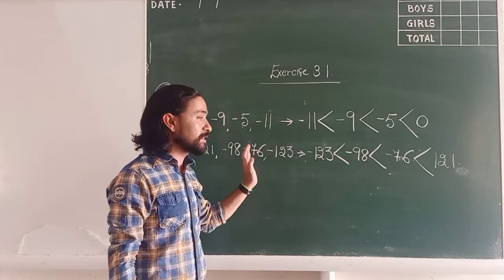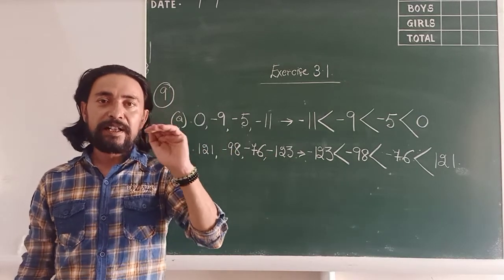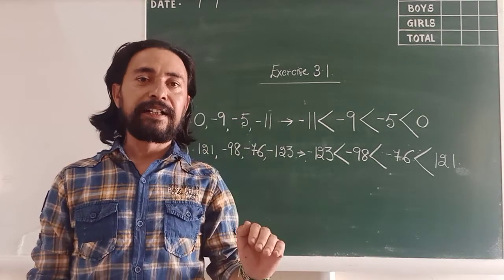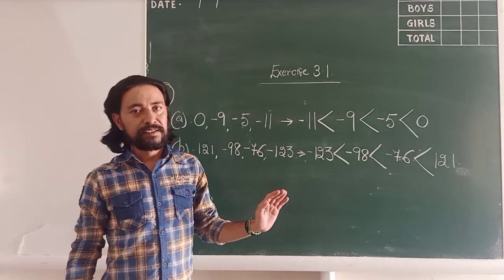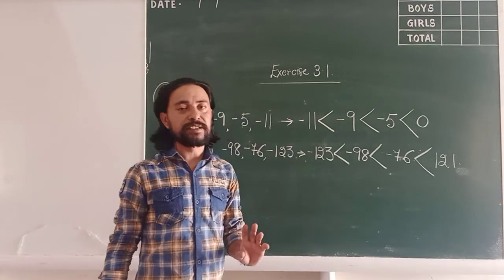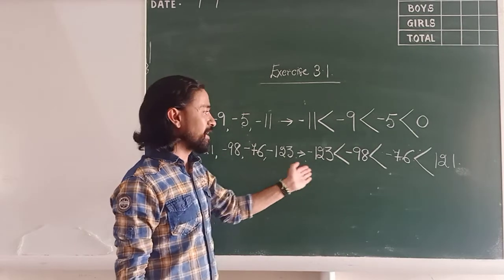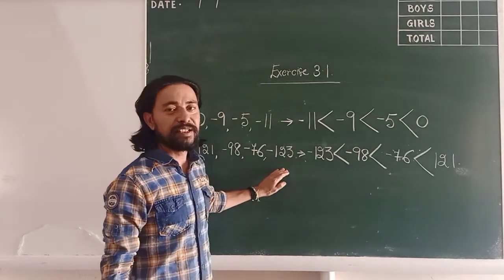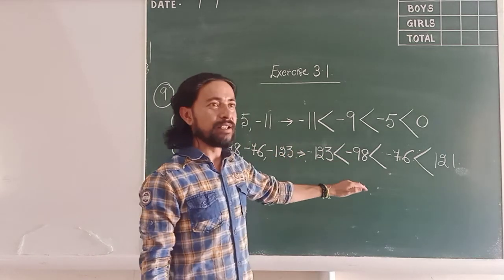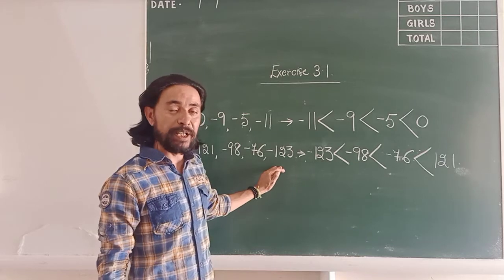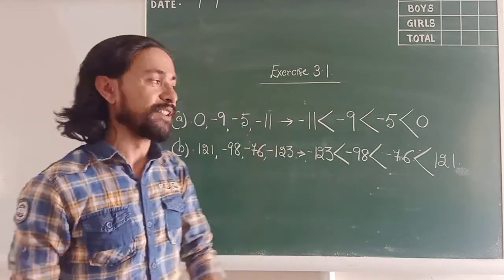Remember children, this thing has to seep into you and you have to start learning and understanding that in negatives everything runs reverse. The greater the number, the smaller is its value. The smaller the number, the greater is its value. So when I am writing in increasing order, the first number that comes is minus 123. And then all numbers smaller than minus 123 will be greater in value because it is a negative integer.